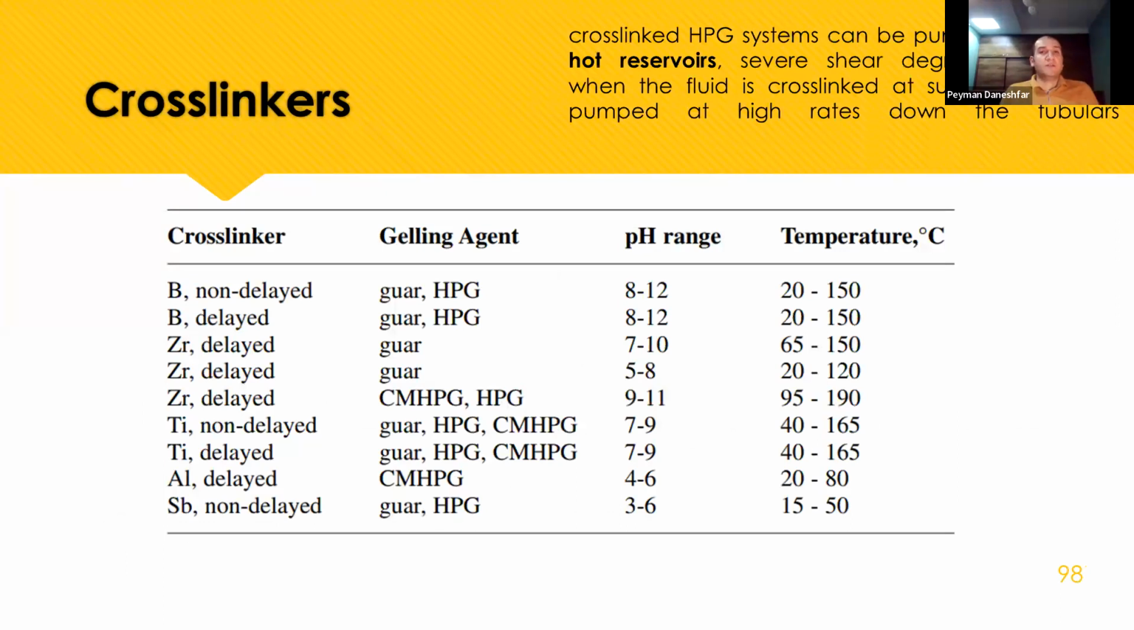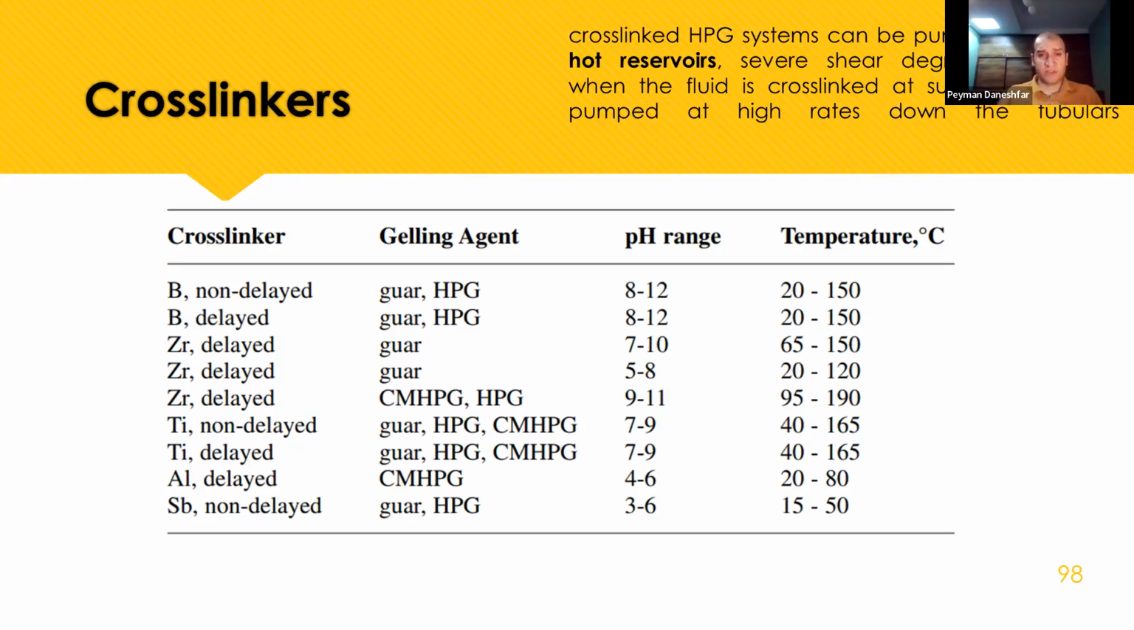Here, if you want to keep in your mind, because every time we use this one only, a cross-linked HPG system can be pumped into deep hot reservoirs. Severe shear degradation occurs when the fluid is cross-linked at surface and then pumped at high rates down the tubulars.